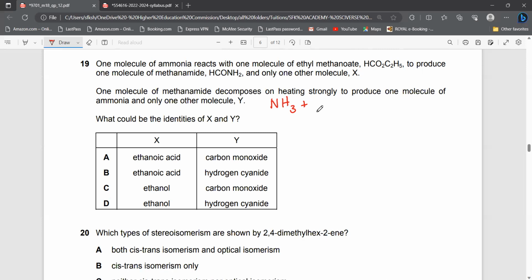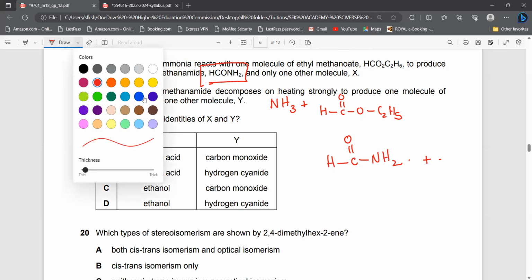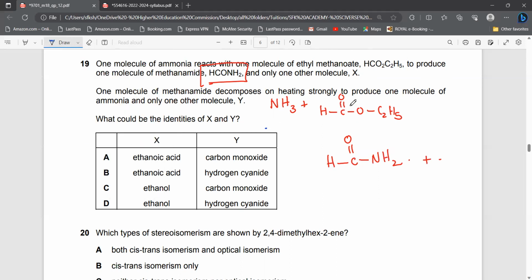So let's just draw it here. This is an ester, okay? And this will form methylamide. So there you go, this is your methylamide. Now, along with something else. Now that something else is what we need to guess.